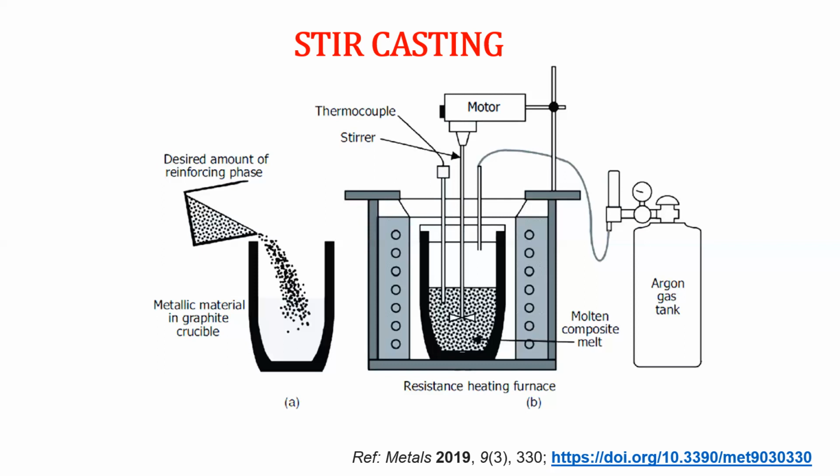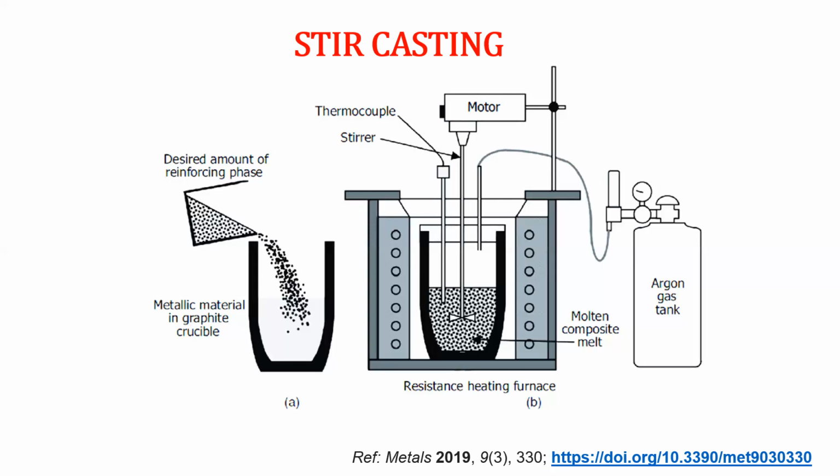This is the schematic diagram of the stir casting setup. Here we have a furnace, and inside the furnace we have a graphite crucible. Within the crucible we melt the material, and we have a stirrer which is connected with a motor, and we also have the argon gas cylinder. The argon gas is mainly used to make the environment inert.